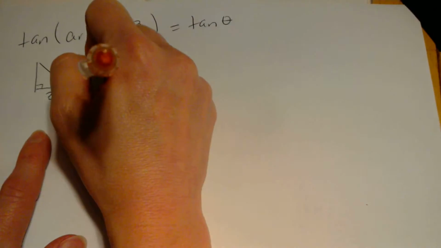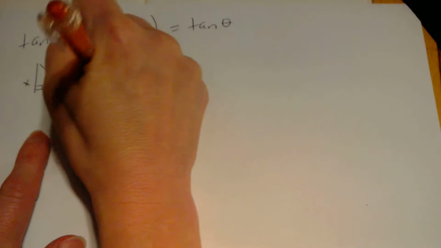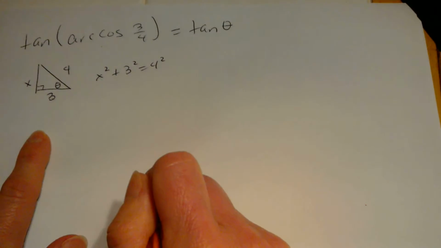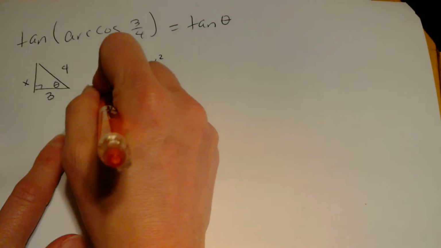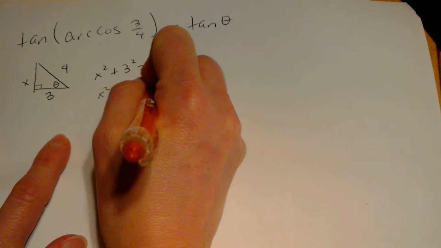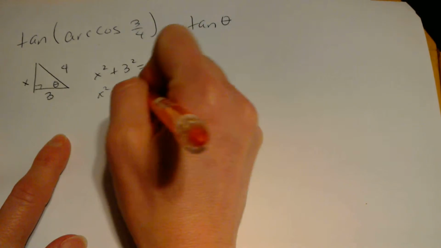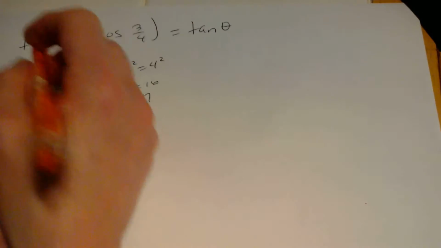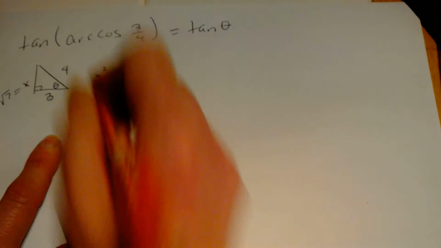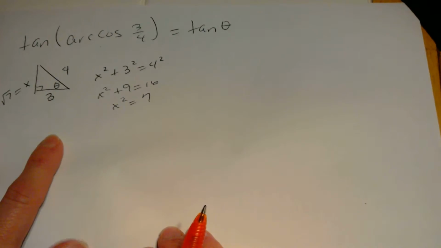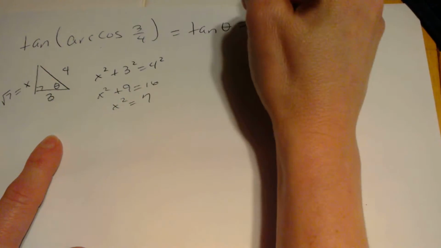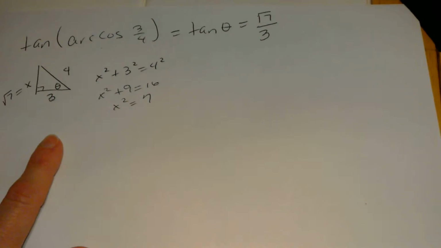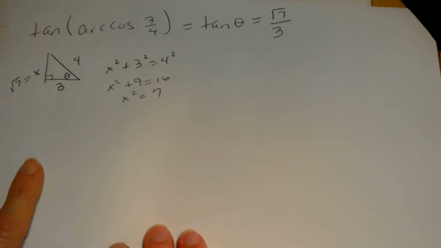Okay, so we'll call this x. Let's say x squared plus 3 squared is 4 squared. So we've got x squared plus 9 is 16. If I subtract that over, it's going to give me 7. So x is equal to the square root of 7. So my tangent here is the opposite side, which is the square root of 7, over my adjacent side, 3. Okay? So let's look at another one.